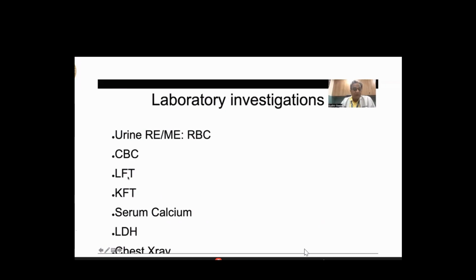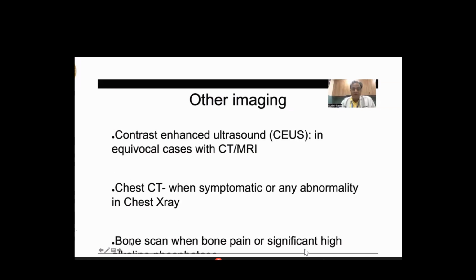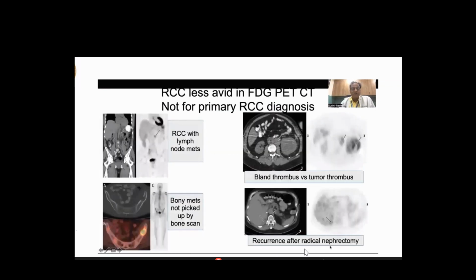Laboratory investigations, we know all of these are a must: urine routine, CBC, KFT, LFT, calcium, LDH, serum, chest X-ray. Another imaging which can be done in renal masses is contrast enhanced ultrasound. In equivocal cases, when CT and MRI are not clear, you can use this modality. Then CT chest when symptomatic or there is an abnormality in the chest X-ray. Bone scan when there is bone pain or a high index of suspicion of bony metastasis.